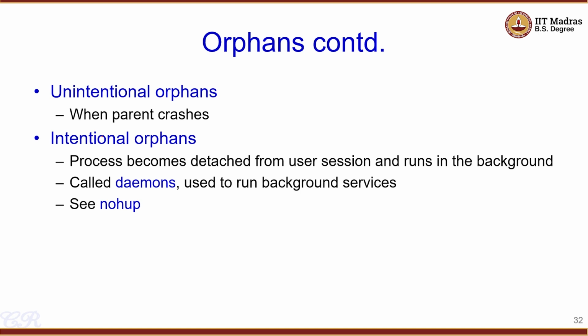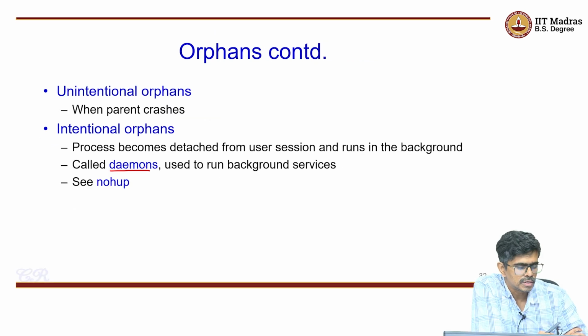Your typical services that you run in your desktop OS, like your network daemons and network services, are intentional orphans. They are called daemons, and are used to run background services, so they continuously keep running in your system. The way to create such daemon processes is by a utility called nohup. I am not going into the explanation of nohup, but you can view the man pages for nohup to see how to create such daemon processes.